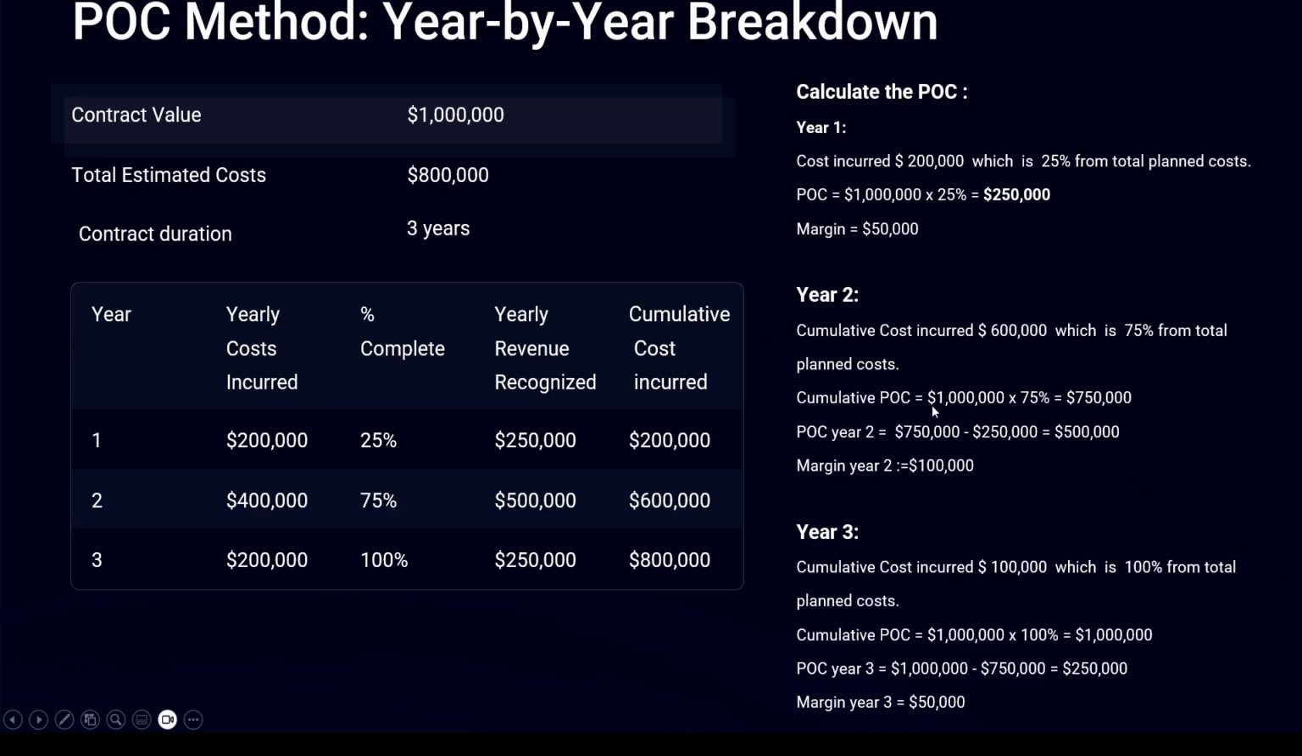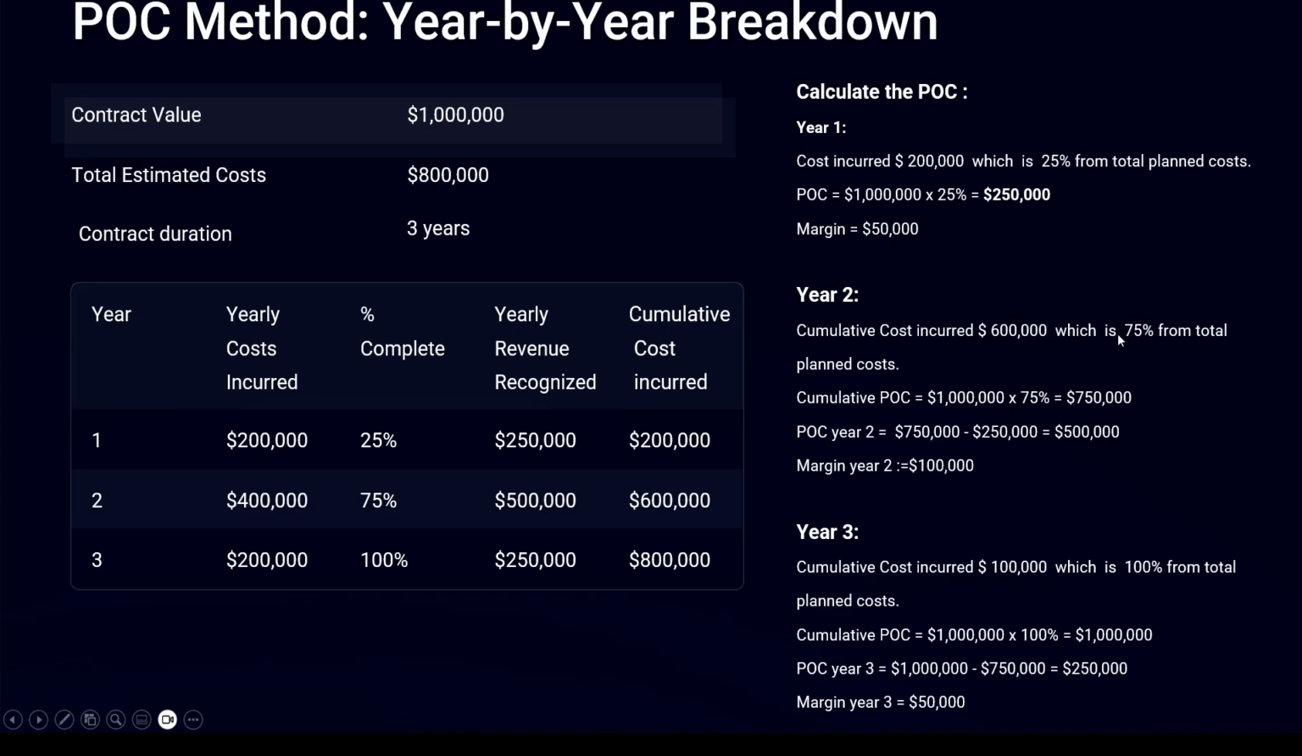Now let's move to the second year. We have a total cost incurred in the second year of 400,000. Now we need to calculate the cumulative cost incurred. We look for cumulative costs, which is 600,000, the addition of 200,000, which was the first year cost, plus the second year cost, which is 400,000, and we get 600,000 as total cost incurred. By dividing 600,000 by the total costs, we get 75%.